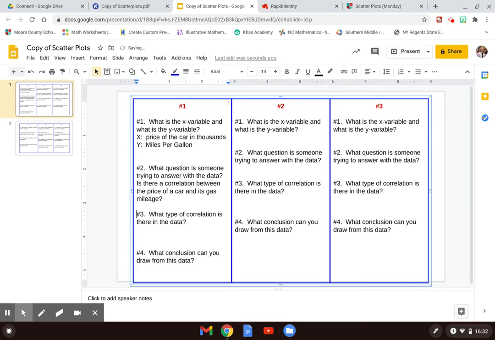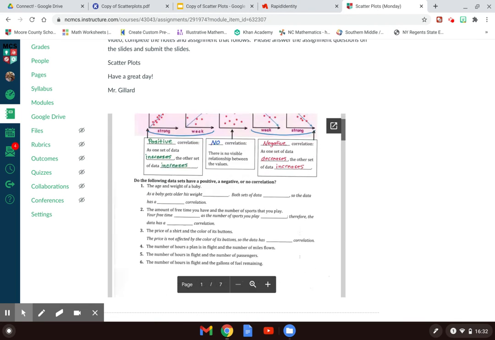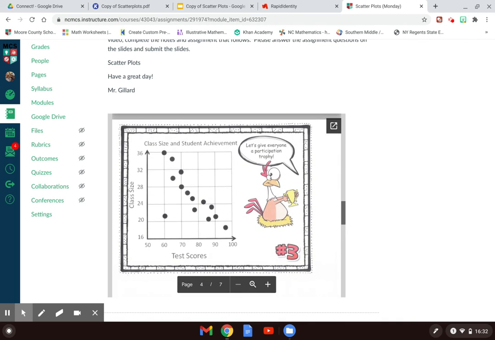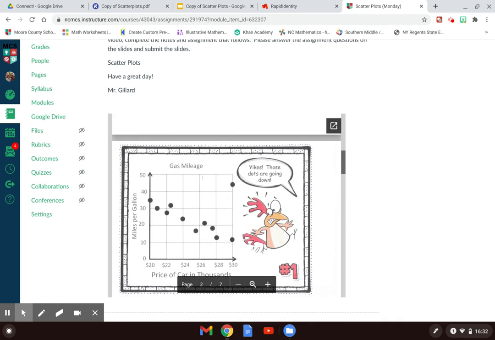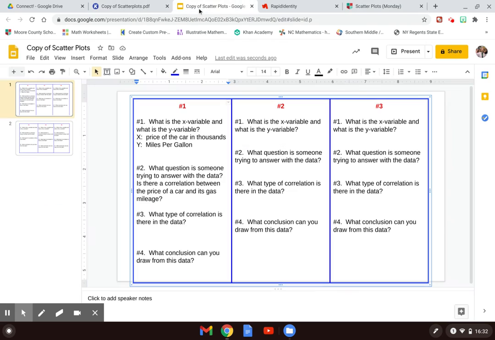All right, then for number 3, it says, what type of correlation is there in the data? So again, if you look at it, since it is decreasing from left to right, and as your price increases, your miles per gallon are decreasing, this is going to be a negative correlation.